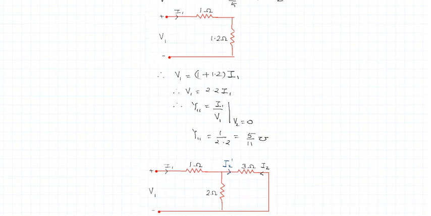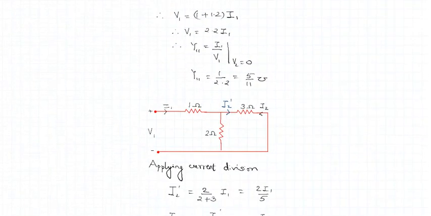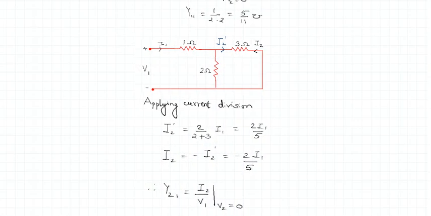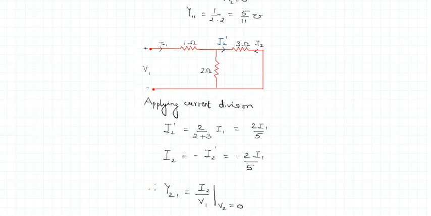Now we have to find Y21. To get Y21, I'll again use the circuit wherein we had short circuited the output port. So we'll use this circuit wherein we had short circuited, before finding the equivalent resistance. So here, to get Y21, I need to first of all find the current I2, because Y21 is the ratio of I2 by V1. So to get Y21, we need to find I2.